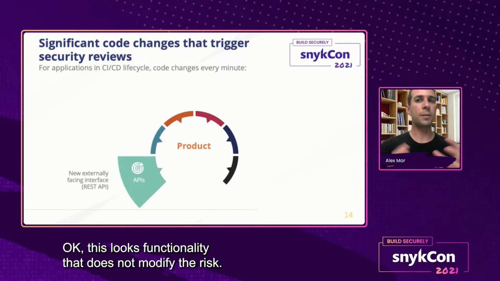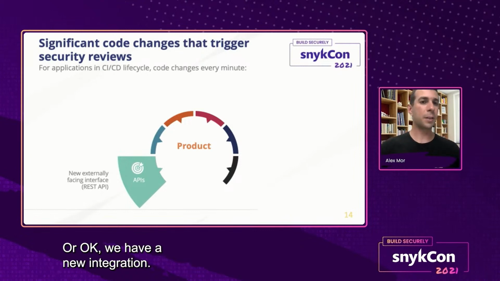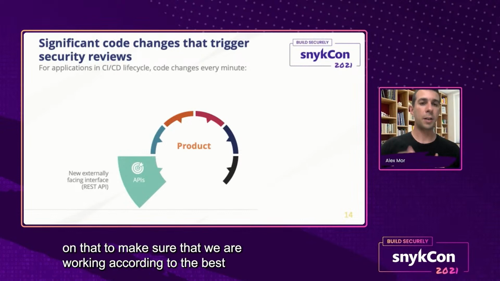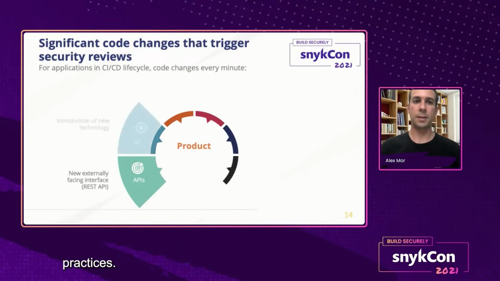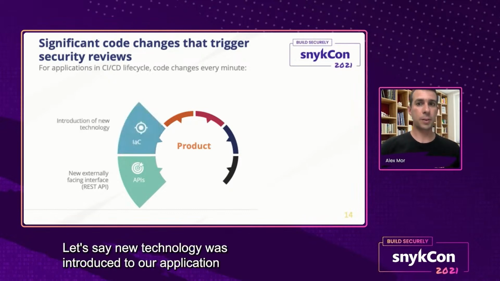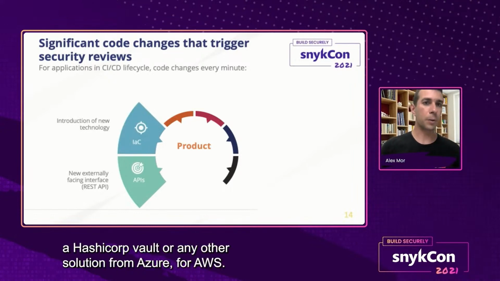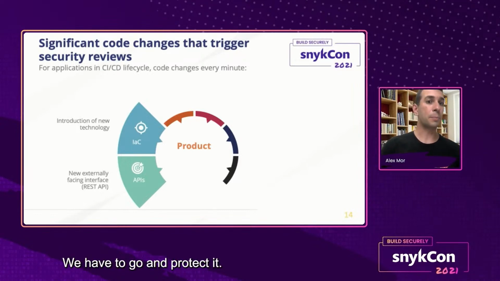does not modify the risk, or okay, we have a new integration. We have to go in and do a deeper dive on that to make sure that we are working according to the best practices. Let's say new technology was introduced to our application. Let's say we moved to using Vault, right? Either a HashiCorp Vault or any other solution from Azure, from AWS. So this is a new technology. We have to go and protect it.